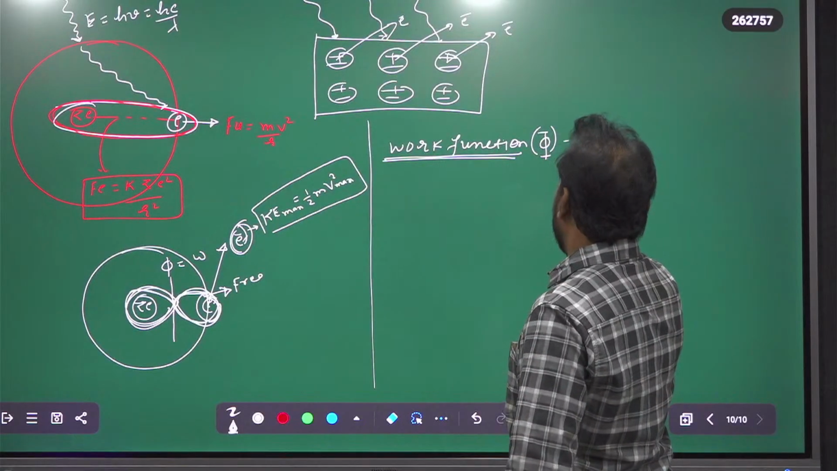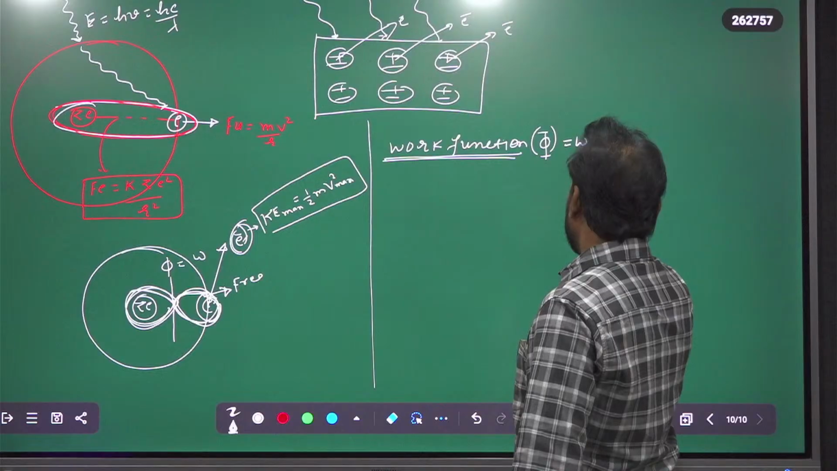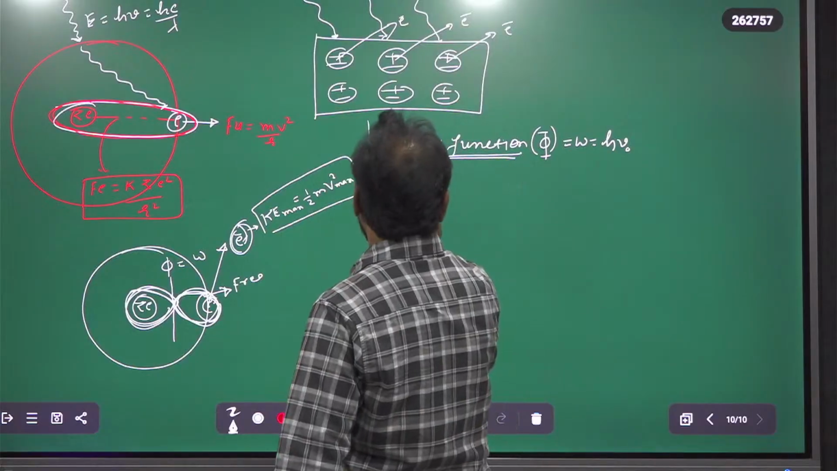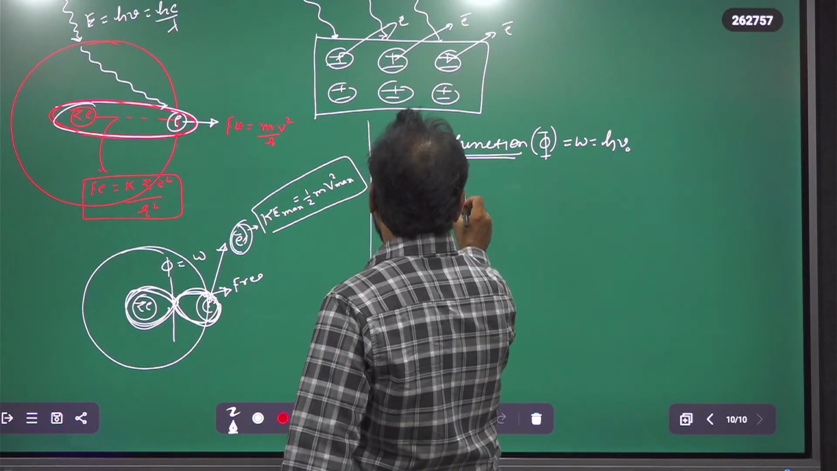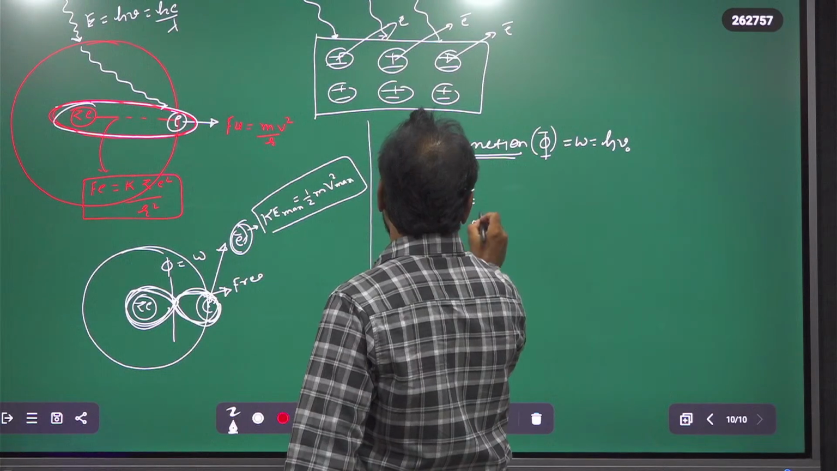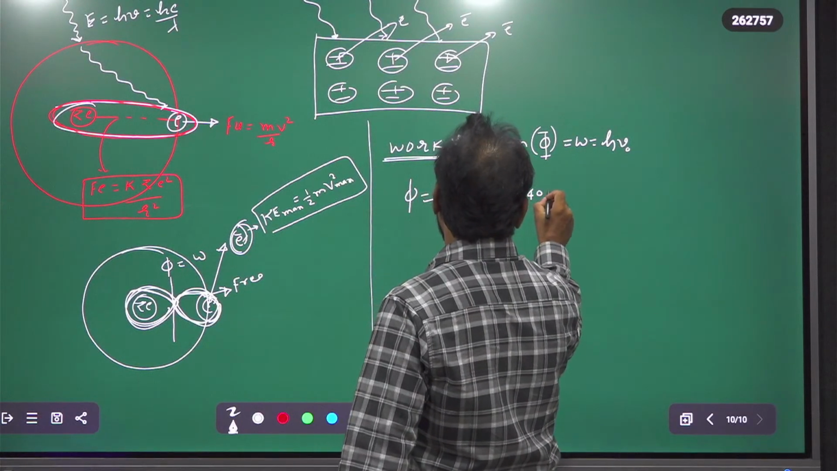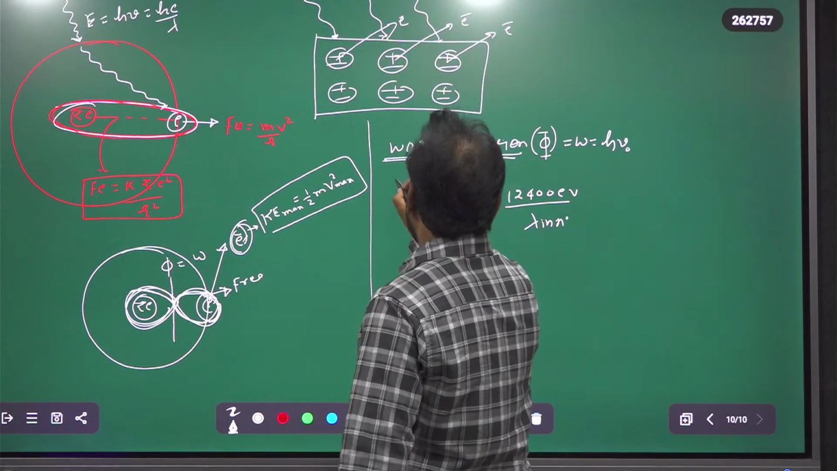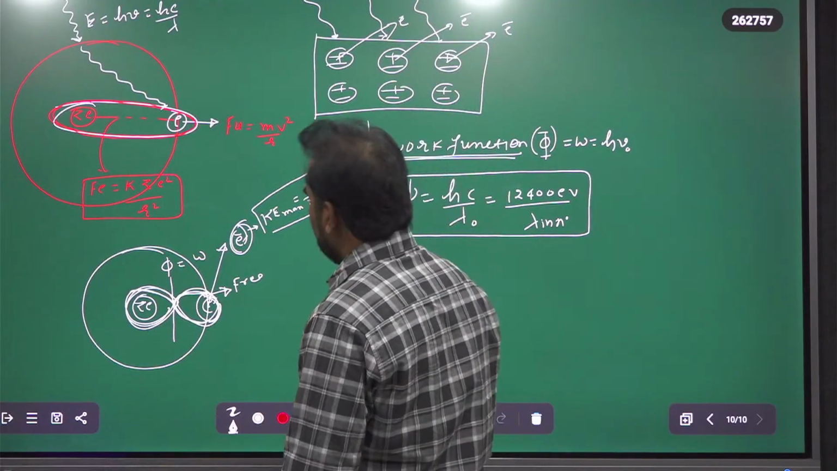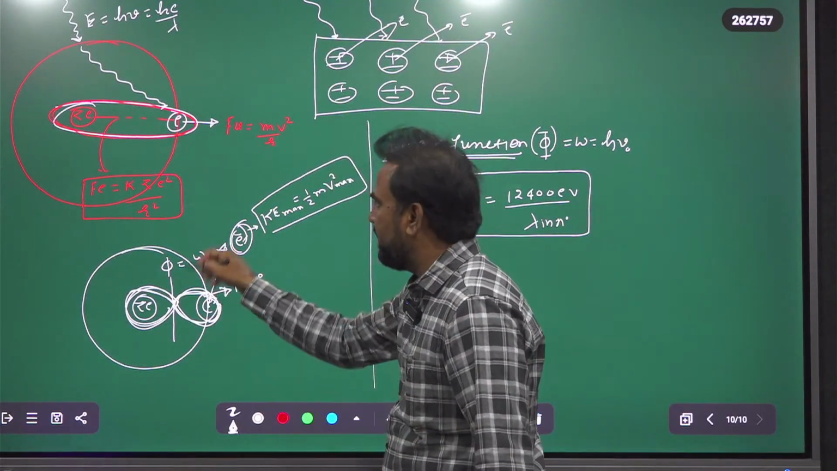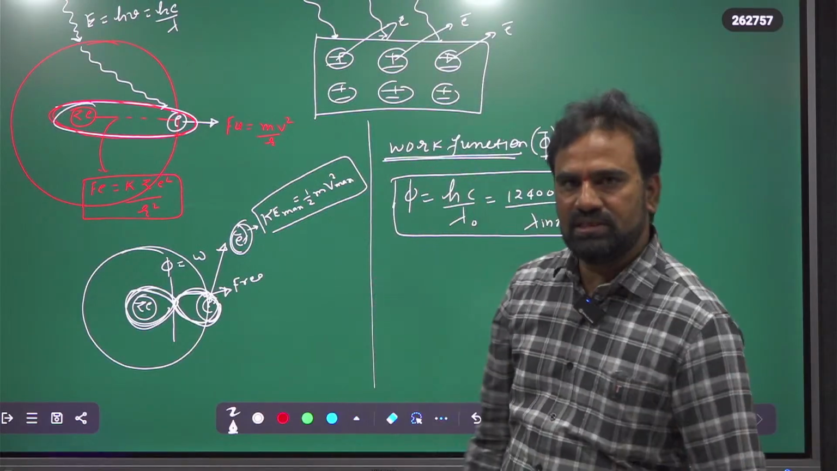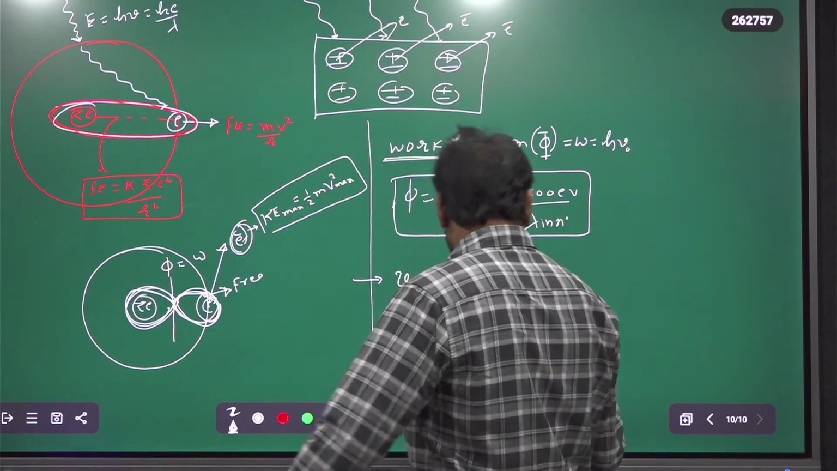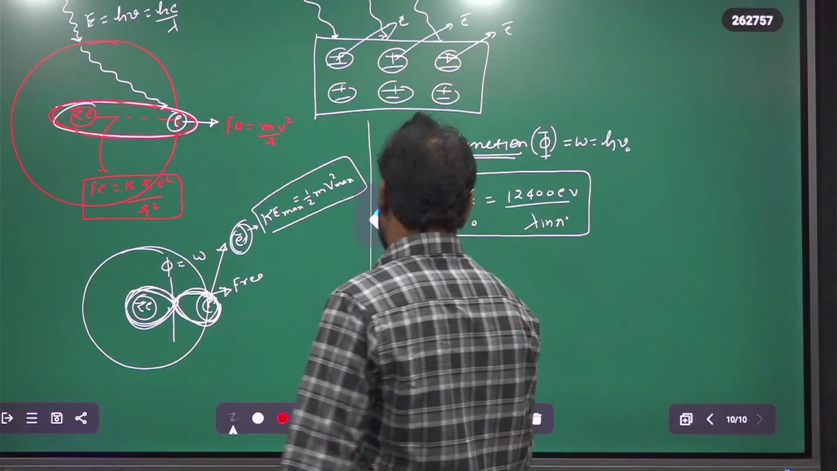The minimum amount of energy required for an electron to recoil from its orbit is called a work function. It is denoted by pi is equal to w is equal to h nu naught, where nu naught is called the threshold frequency. That is, pi is equal to hc by lambda naught. This is also 12,400 electron volts upon lambda in angstroms. This is called a work function. Is it clear? Next, what is nu naught? Nu naught is called the threshold frequency.